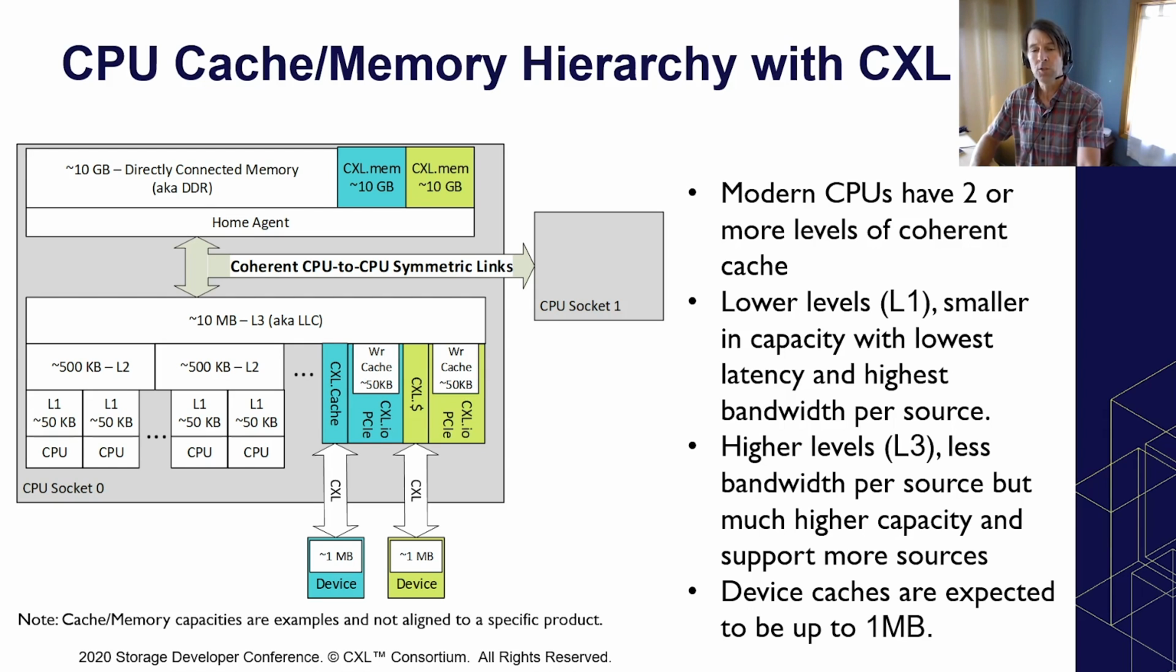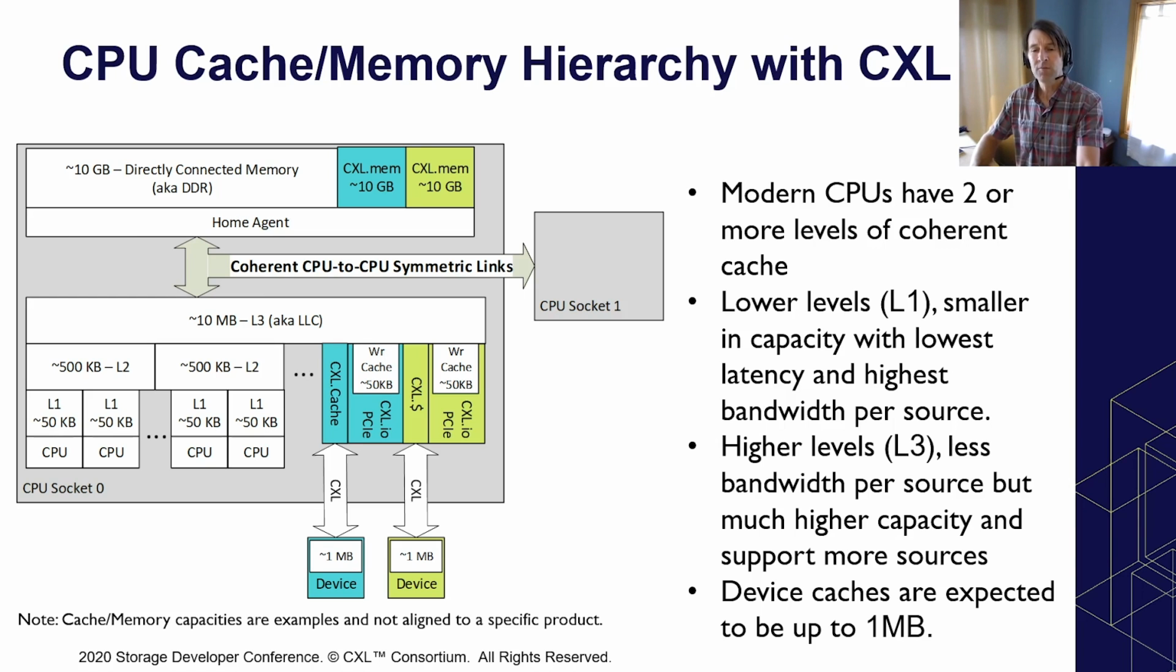And in addition, what CXL is doing is allowing devices to directly engage into the cache of the CPU below the last level cache. And in this case, the device is being shown as having a cache that may be about 1 megabyte in size. This is the range we expect. It can be smaller, but up to about a megabyte in size within the CXL device. And it would be sitting directly as a peer to the CPUs within the CPU socket.